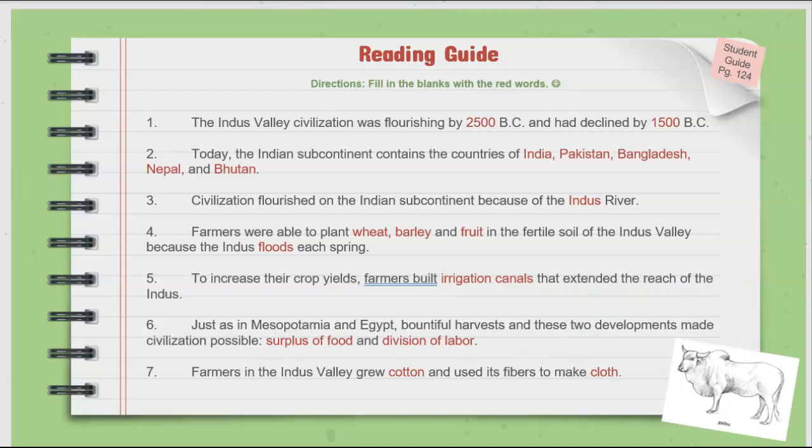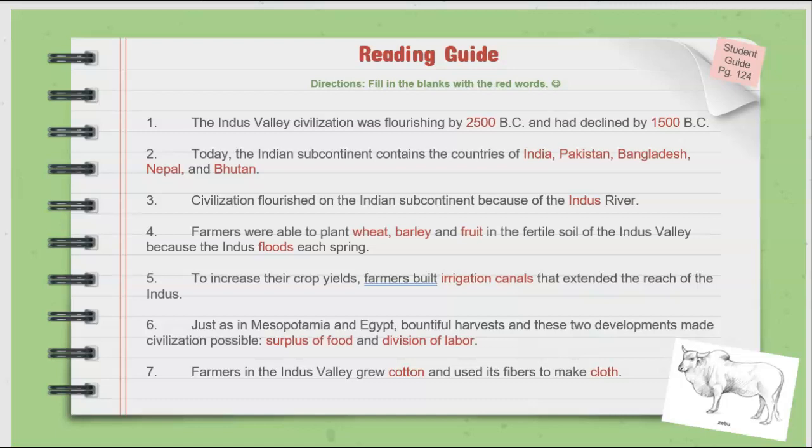The Indus Valley civilization was flourishing by 2500 BC and had declined by 1500 BC. Today, the Indian subcontinent contains the countries of India, Pakistan, Bangladesh, Nepal, and Bhutan. Civilization flourished on the Indian subcontinent because of the Indus River.